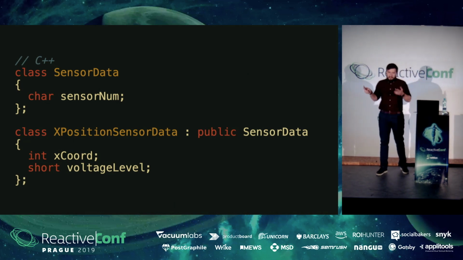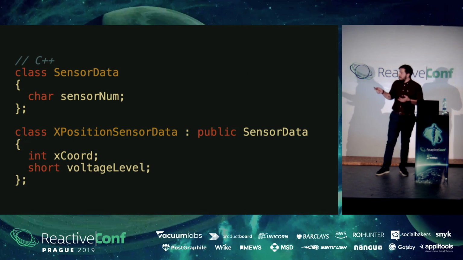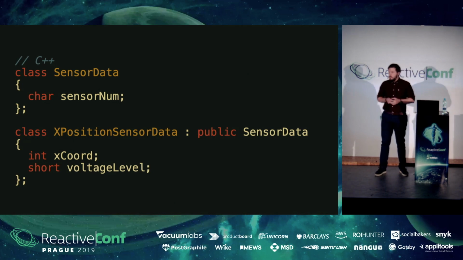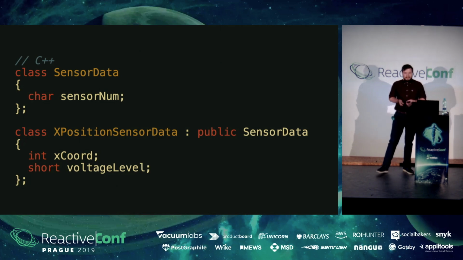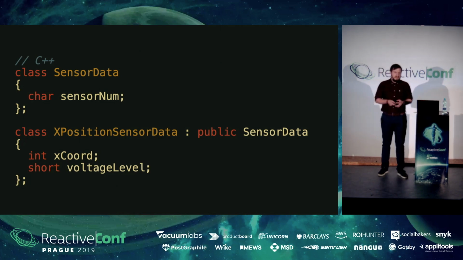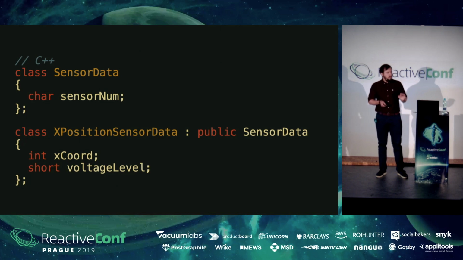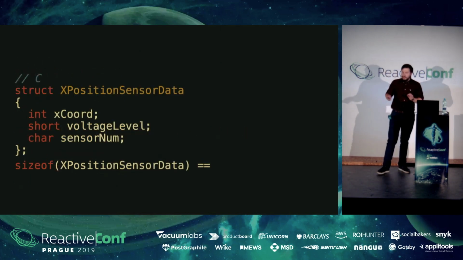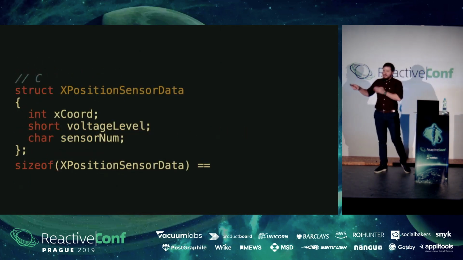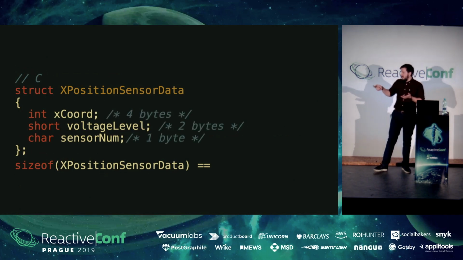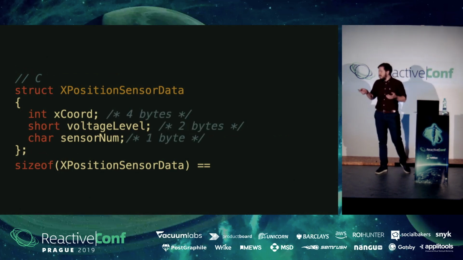So I made a basic class, sensor data, and all other sensors were inherited from it. And you know the result. It was a complete mess. So what do you think? What was the problem? And I ask one question. So what is the size of this structure in memory? If integer is 4 bytes, short is 2 bytes, and char is 1 byte.